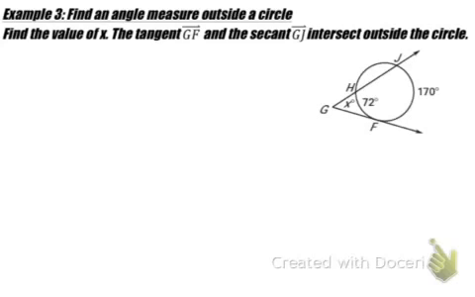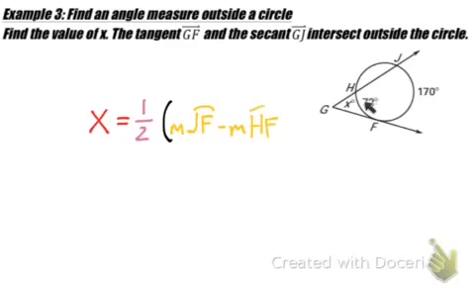Then we have to find the value of x. The value of x is the measurement of the angle on the outside that we're trying to find. We know the relationship of this outside angle and how the intercepted arcs help us find its measurement. So we write down that the measurement of x is equal to 1/2 the measurement of the outside intercepted arc, JF, minus the measurement of its inside intercepted arc, HF.